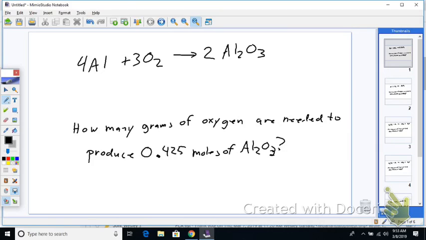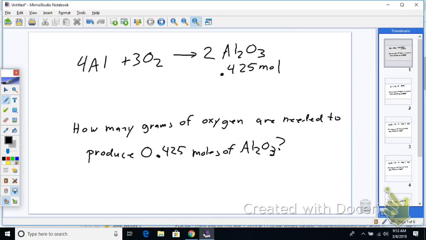Okay. Something I like to do is I like to use this as kind of a map. And so on this map, I'm going to write down where I'm at. So I'm right here. It tells me I have 0.425 moles of this stuff. Okay? So it's kind of like on a map. You're on a map. You're here. I need to get here. Where do I need to go to get there?